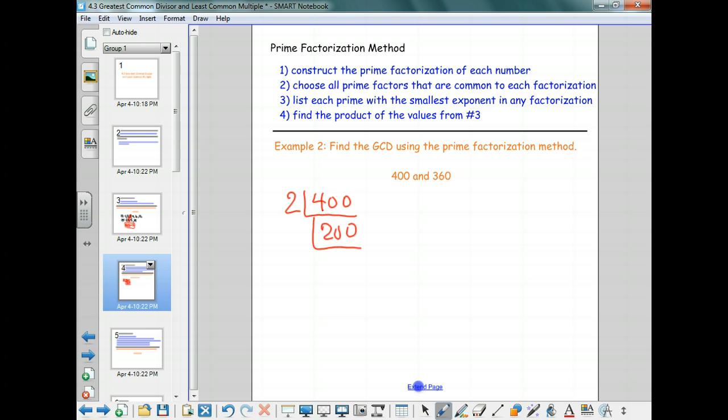200. Smallest number? 2. And I get? Smallest number? And I get? Smallest number? And I get? Smallest number? And I get... see, I like this method. Okay, it's pretty clean. Let's do 360, smallest number.